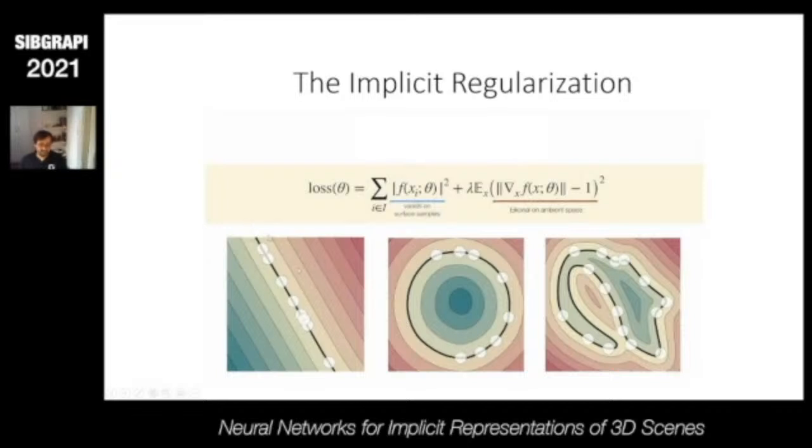This is the same for this line, or the circle, or this crazy form here. So the intuition here is that the neural network has a geometrical version of the well-known implicit regularization phenomenon in neural network optimization. And the authors call this the implicit geometric regularization.